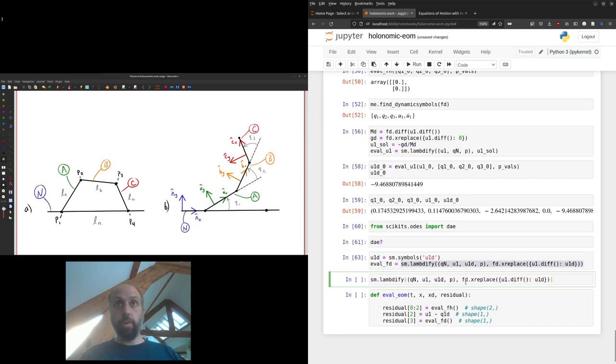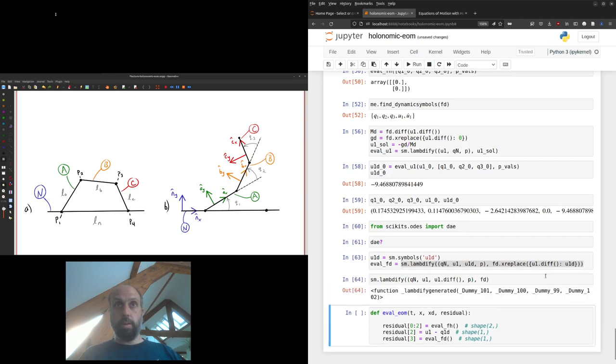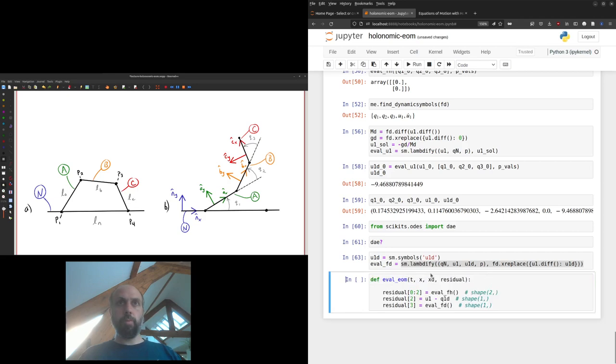So if I take away the FD xreplace and we put u1 diff here, well, it might have worked. I had trouble with that before. I might have trouble evaluating with the diff, but we'd have to check that. Anyways, I think what I'm doing here is safe. If you hit the error, you'll see why I did that. But that should evaluate things.